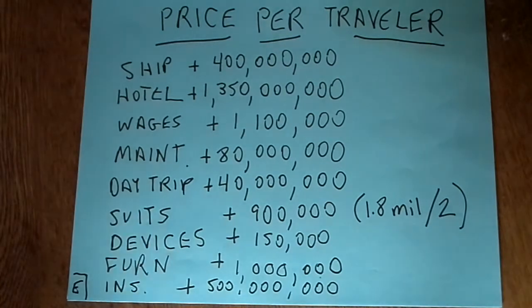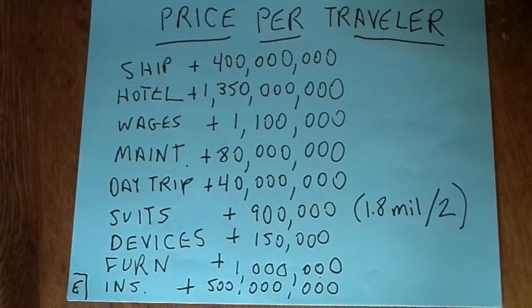At this point, I'm trying to figure out price per traveler, but what I have on this page is the costs of all the items that I'm considering indirect. So here I have the annual ship cost. Notice it's not the whole ship cost. The annual hotel cost, which is the whole hotel cost. Annual wages, annual maintenance, both fixed and variable portions.